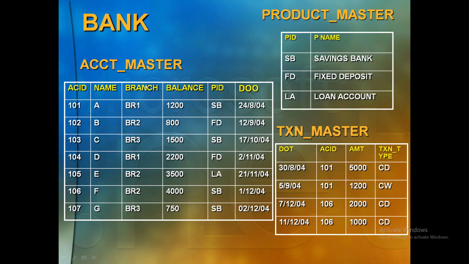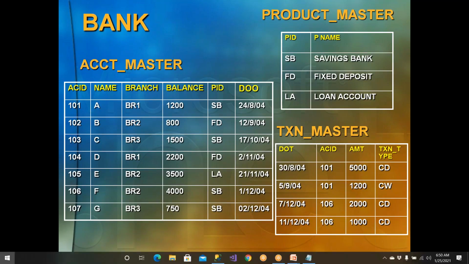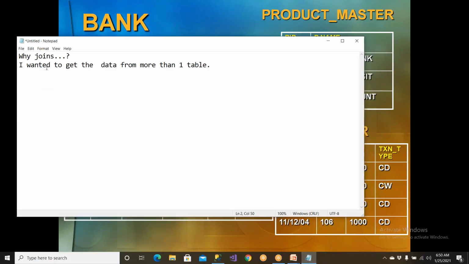Clear? So all this information, if I wanted to get it, is not available in a single table. The information is available in multiple tables. If you want to retrieve the data from multiple tables, then we must use joins. Clear? So how many tables can you join?